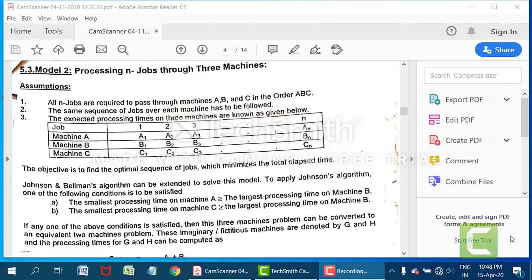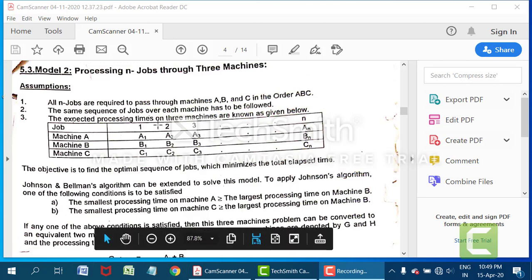In this session, we will deal with another sequencing model, wherein n jobs will be there for processing through three machines. Earlier, the first model was n jobs through two machines only. Now it is n jobs through three machines. So here we need to follow certain assumptions.